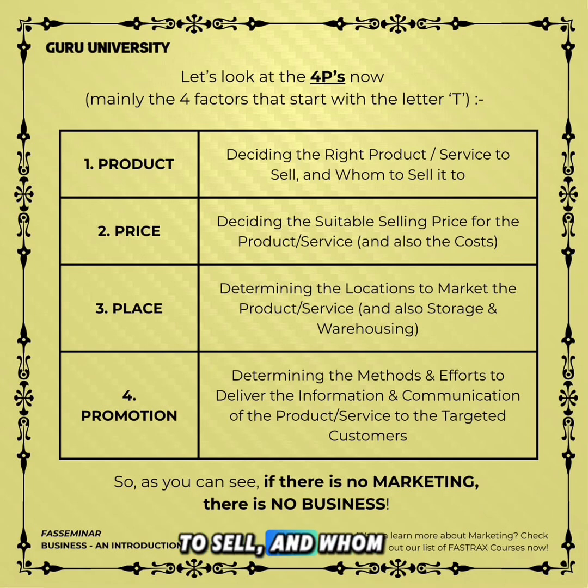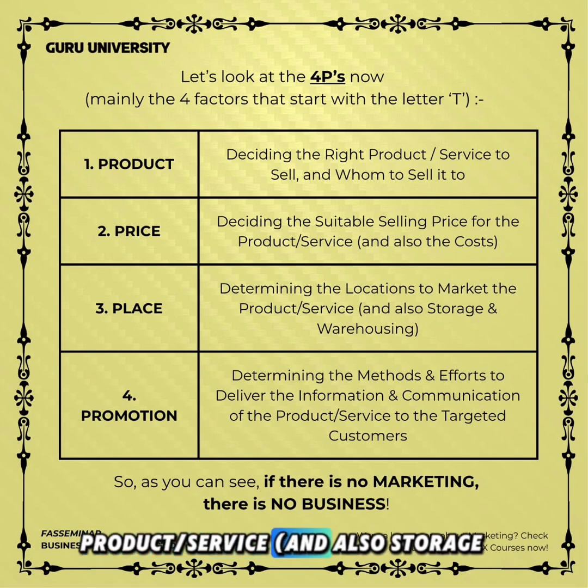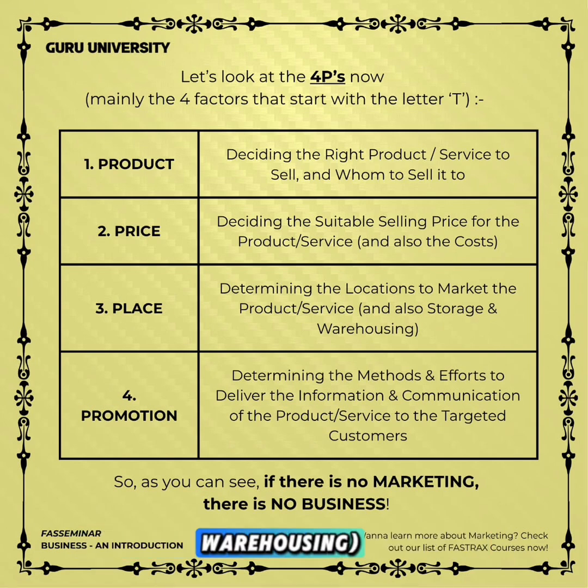Service to sell and whom to sell it to. 2. Price: deciding the suitable selling price for the product or service and also the costs. 3. Place: determining the locations to market the product or service and also storage and warehousing. 4. Promotion: determining the methods and efforts to deliver the information and communication of the product or service to the targeted customers. So as you can see, if there is no marketing, there is no business.